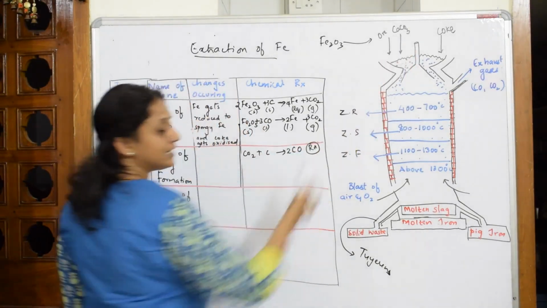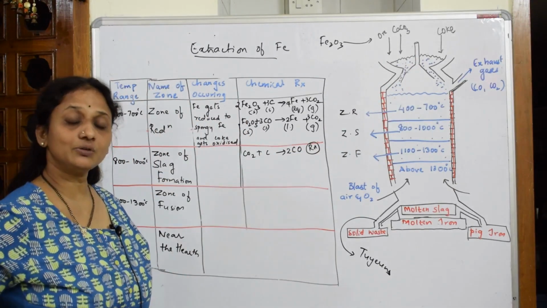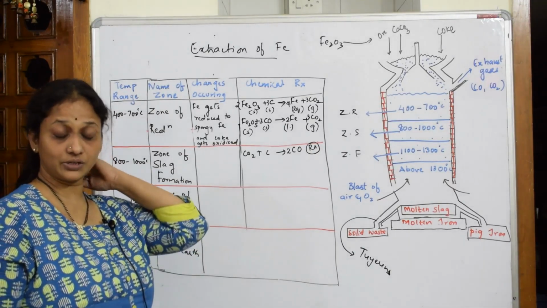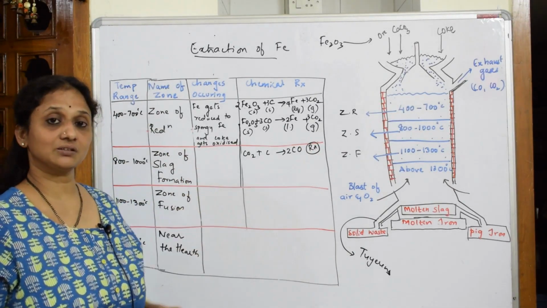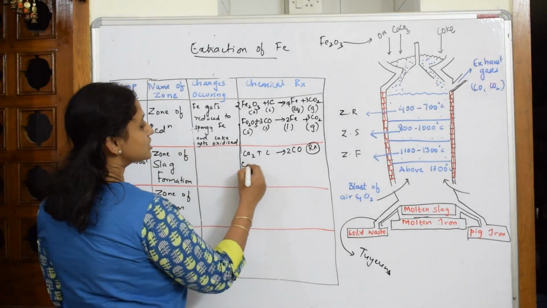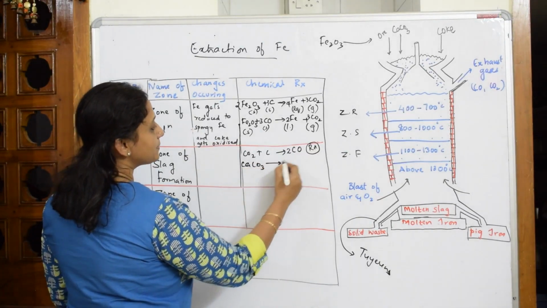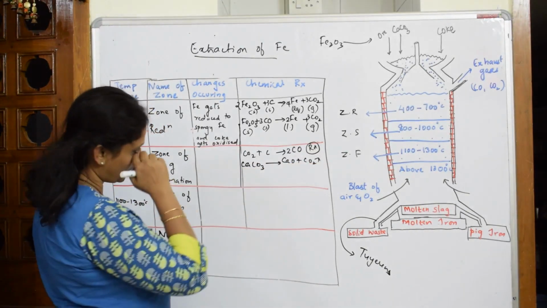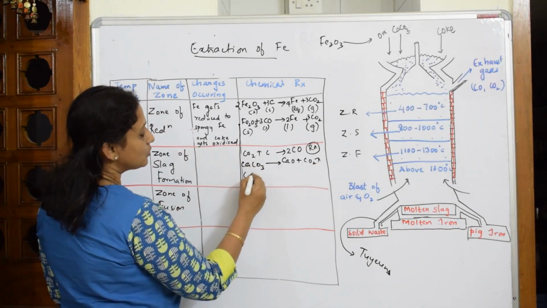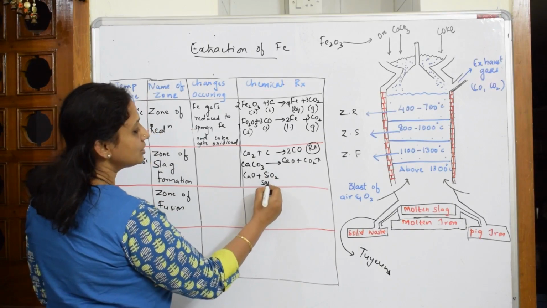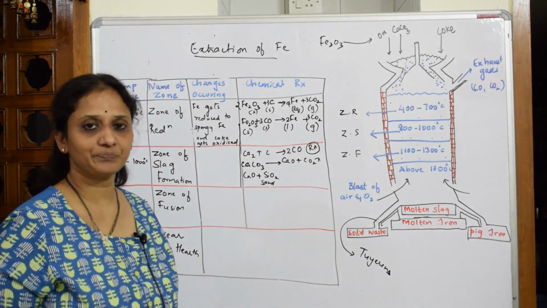Now, after that, let us see this role. This calcium carbonate is going to remove the flux from that particular thing and come out as slag, right? So this calcium carbonate breaks up into calcium oxide plus carbon dioxide. Now this calcium oxide, what does it do? It's going to combine with silica. What is the silica? Your sand or your impurities which is present in the ore.